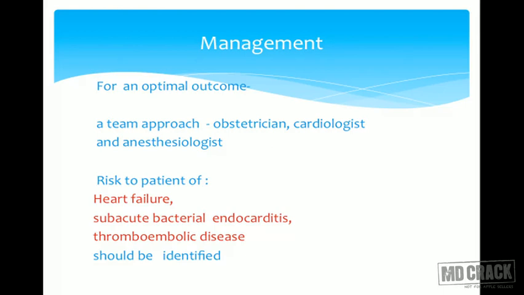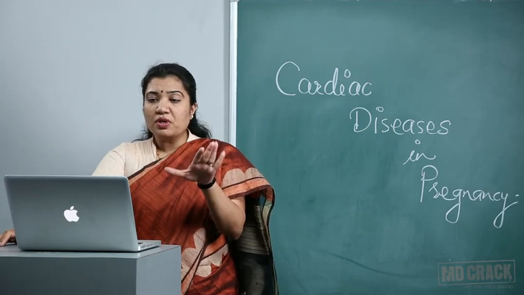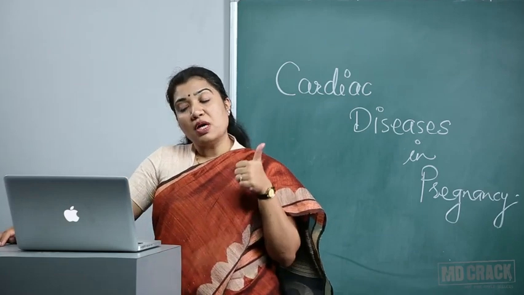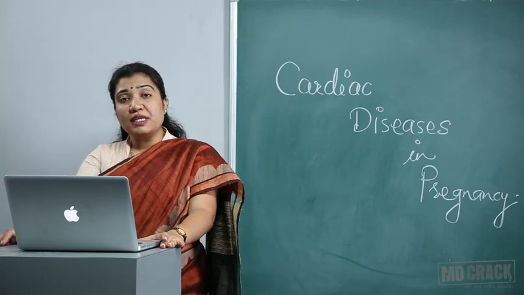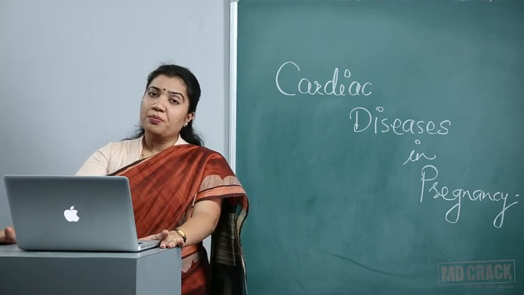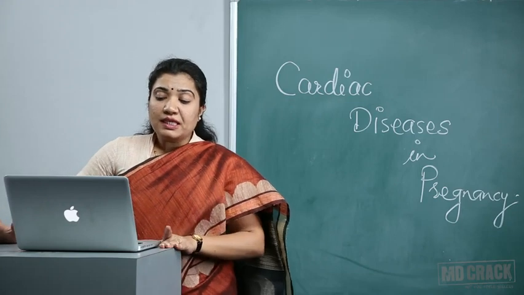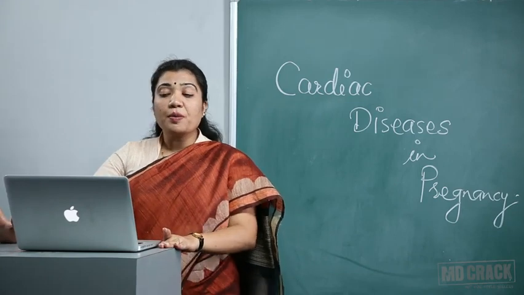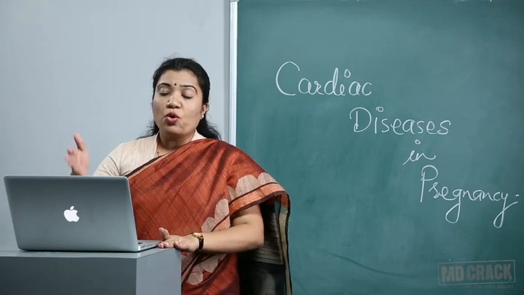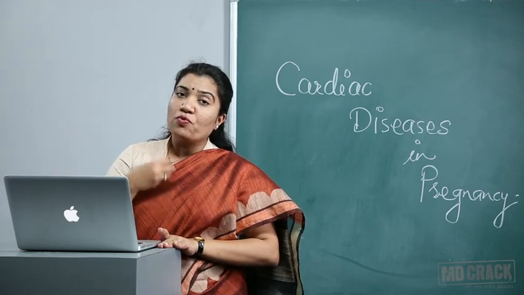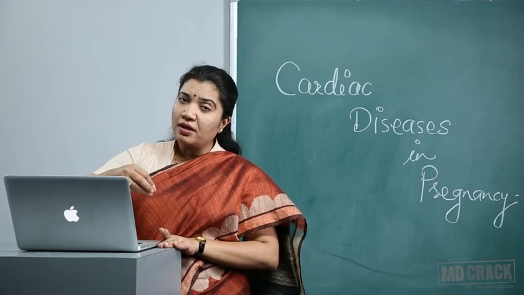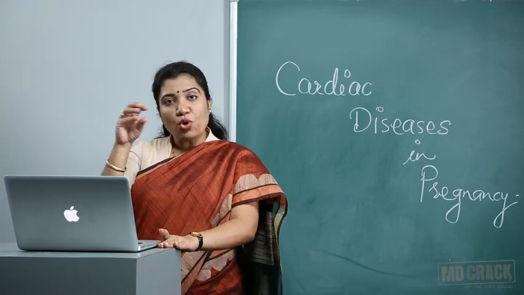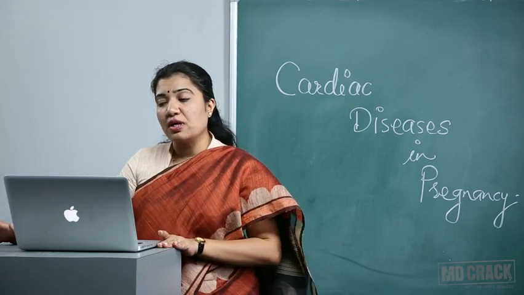Risk to the patient is of heart failure, subacute bacterial endocarditis, thromboembolic diseases, and this risk should be identified on time and treated immediately. We have to remember that there is increased blood volume now, the cardiac output is increased. There is further increase in the peripartum period. We should not forget the peripartum period in cardiac diseases. There is decreased systemic vascular resistance and a hypercoagulable state. The woman who is on anticoagulants to avoid thromboembolic phenomena is now pregnant, and pregnancy is a hypercoagulable state. So all these points we should remember when we are managing a cardiac patient.